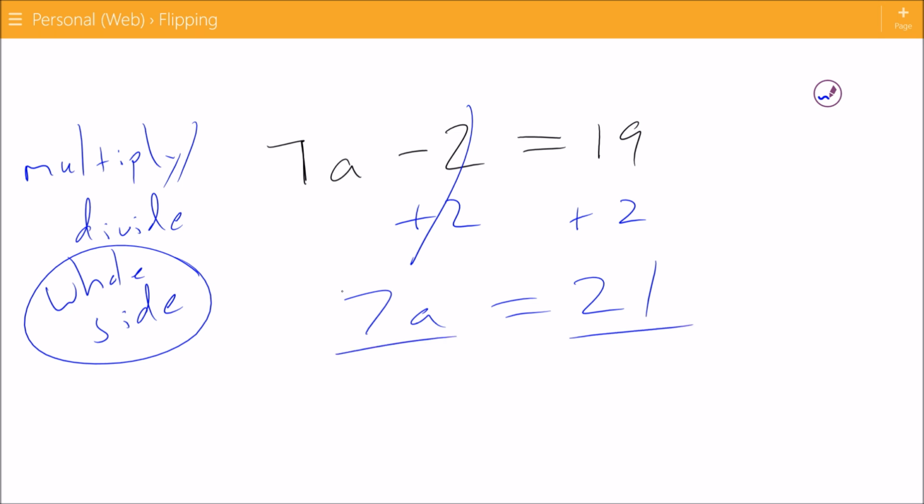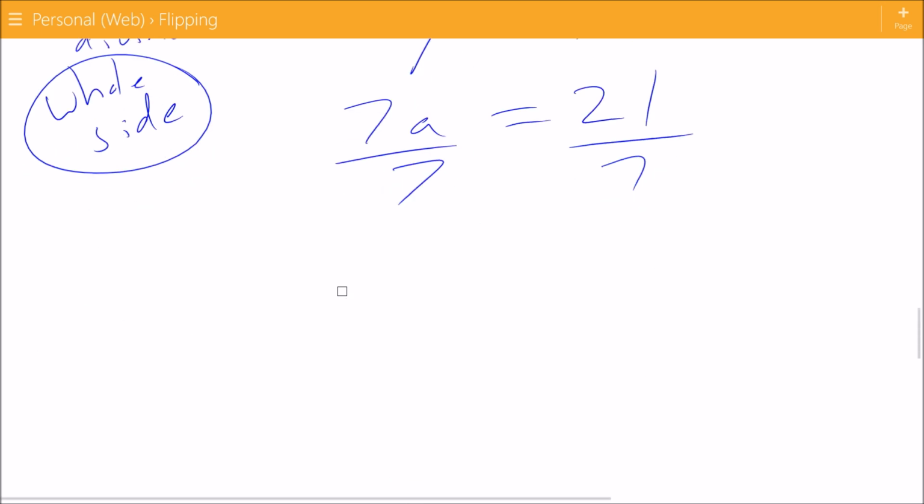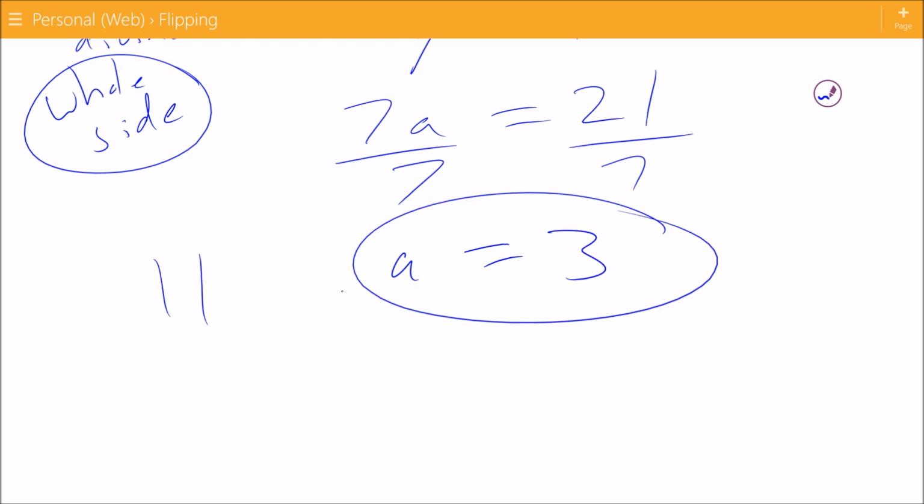Divide both sides by 7. Then I'm left with a equals 21 divided by 7 is 3. There we go. We're set. We're good.